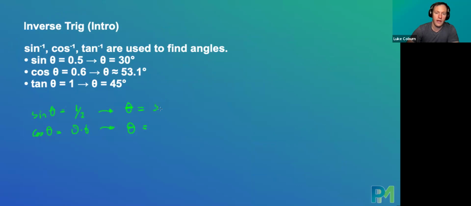So sine inverse and cos inverse of whatever that number was, a half, and 0.6. Okay, so let's have a look at this. Sine of theta is equal to a half. And then I have this thing, theta, it's almost as if I divide across by it. I don't, of course. But what do I do?